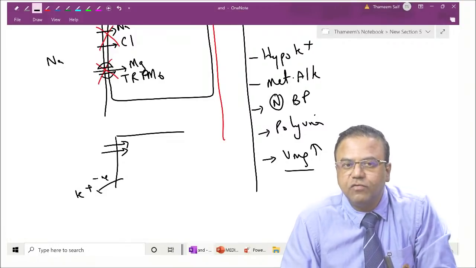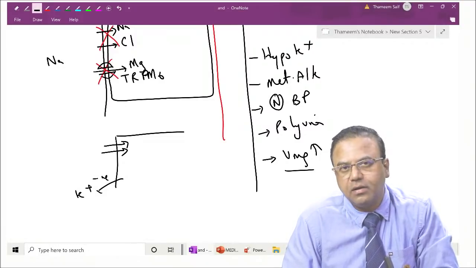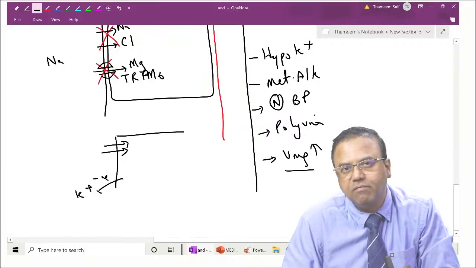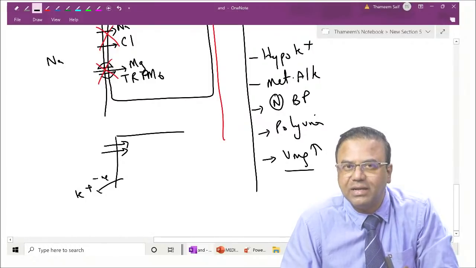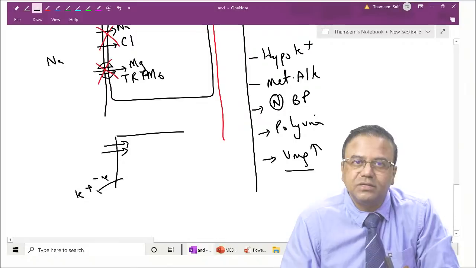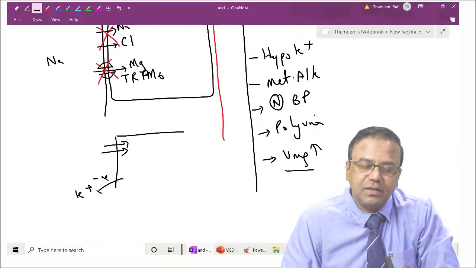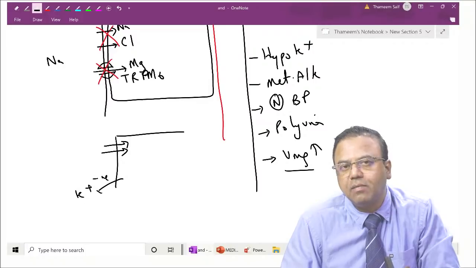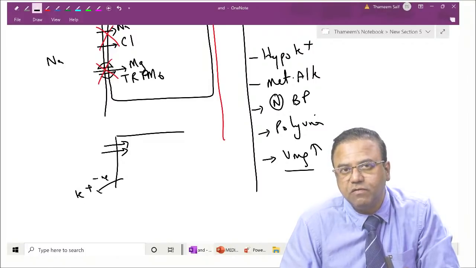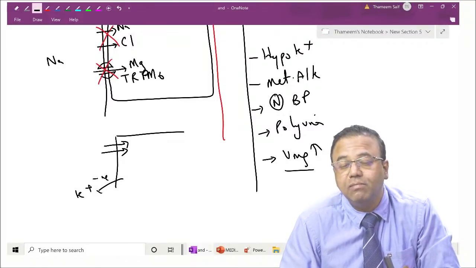And I've seen students get confused between Bartter's and Gitelman's, and the wrong logic is that Bartter's is a condition that comes with high urine calcium, and they come with renal stones. Why is the serum calcium normal in Bartter's? The thing to understand is that serum calcium is controlled mainly by parathormone. The bone has a huge reserve of calcium, and as long as parathormone is functioning, you will not see a hypocalcemic state occurring inside the body in Bartter syndrome.